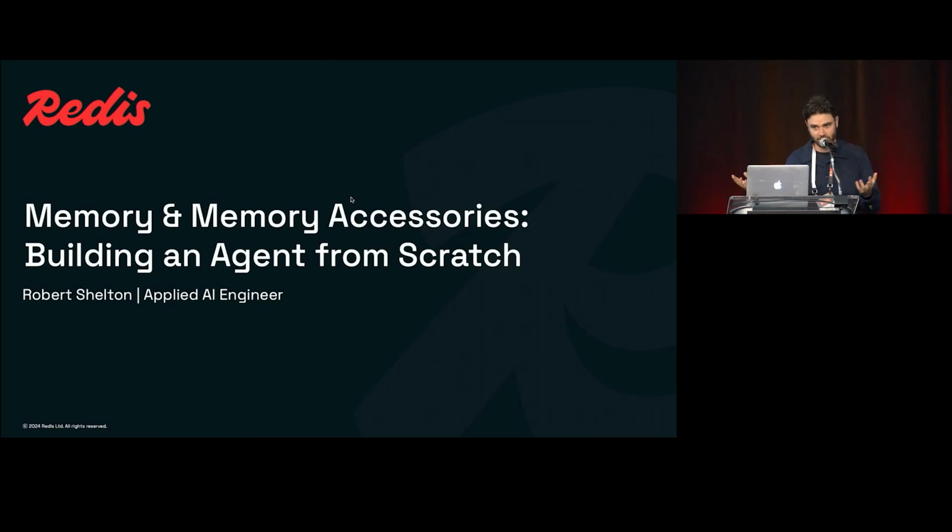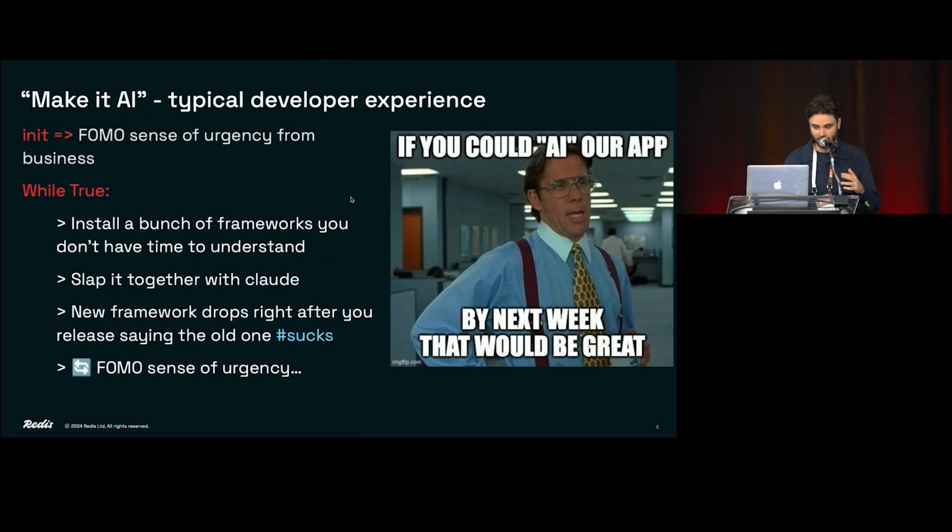I'm on the Applied AI team, which means I work on some of our ecosystem libraries and different connectors in this space. And if you've worked in the agent space as a developer, this is kind of what you get as a day in the life. You have this FOMO sense of urgency from the business to install a bunch of frameworks you don't have time to understand, slap together Claude, new framework drops, and then you just repeat this cycle.